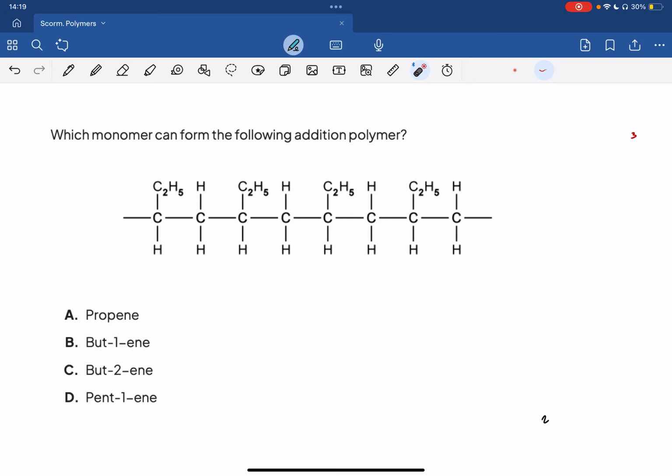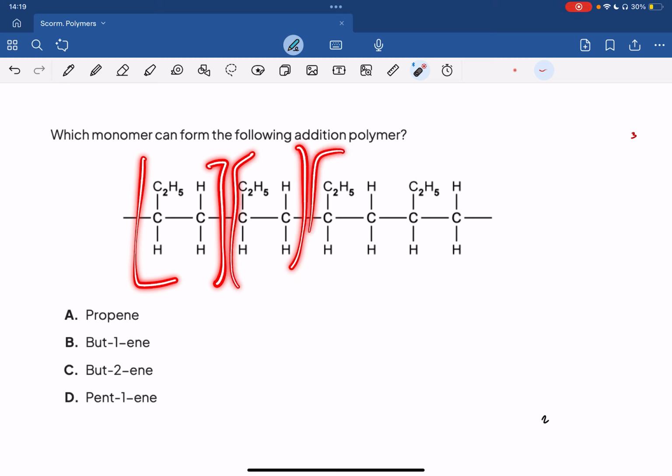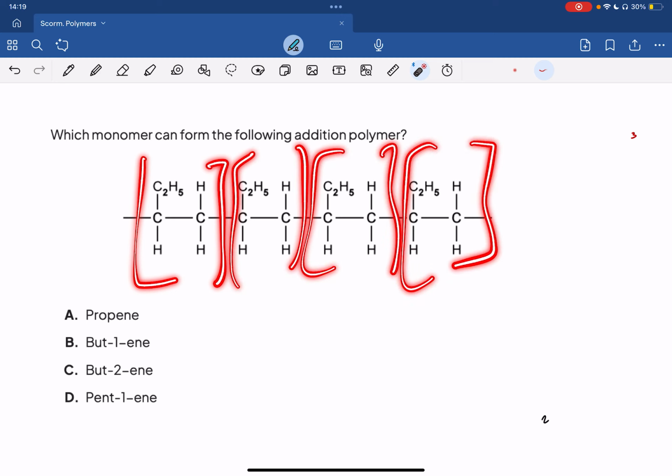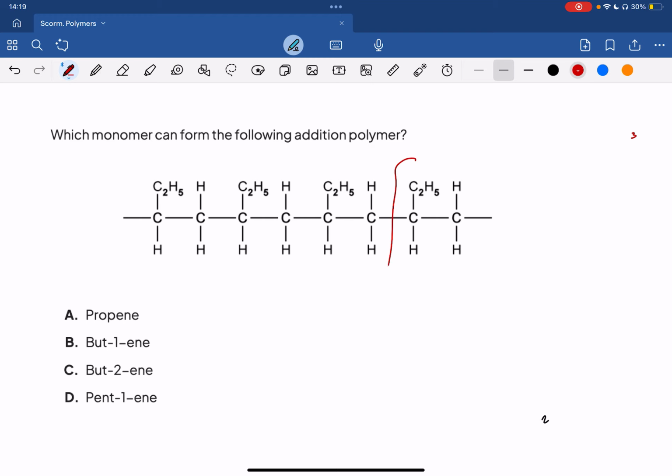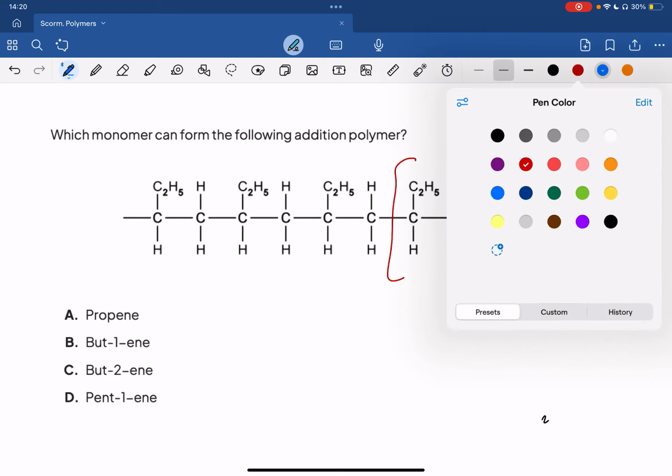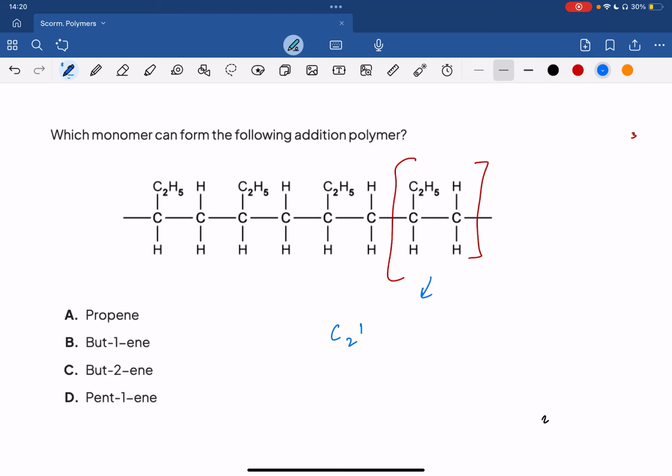You have to see what is repeating. Is this repeating? No, because we have something different in here. What about this? Let's take a look at these. Are they all the same things, repeating the same things? So let's copy one of the repeating units, the monomer, in here. C2H5, carbon, carbon, H, H, and let's put H in here.